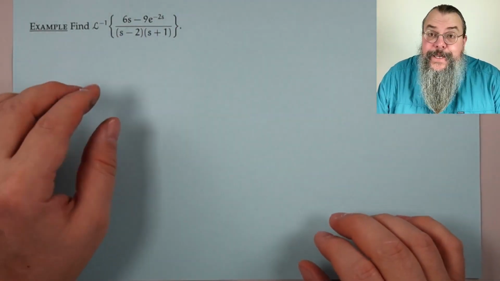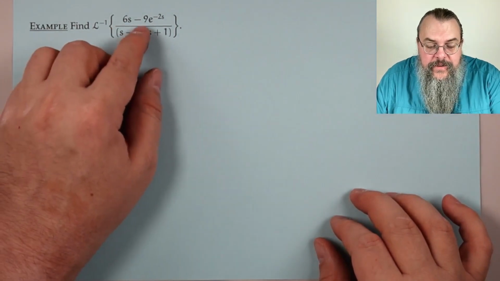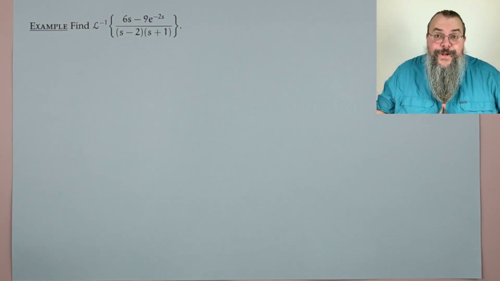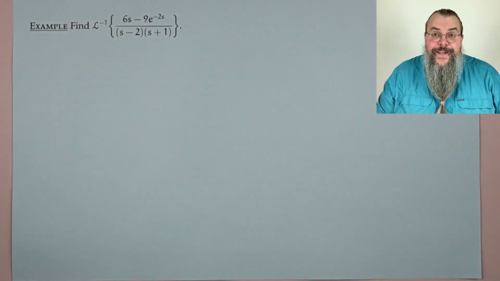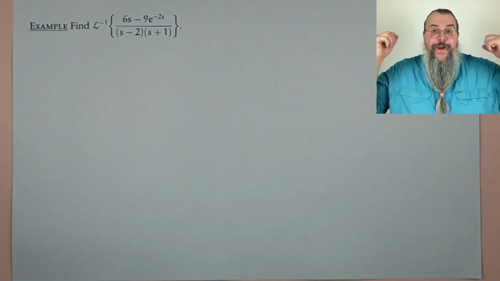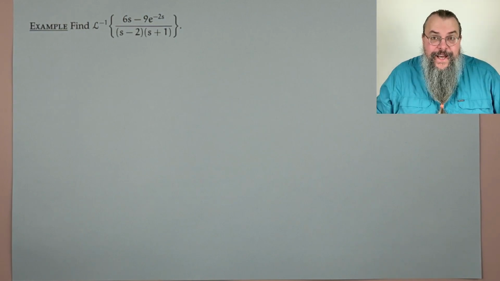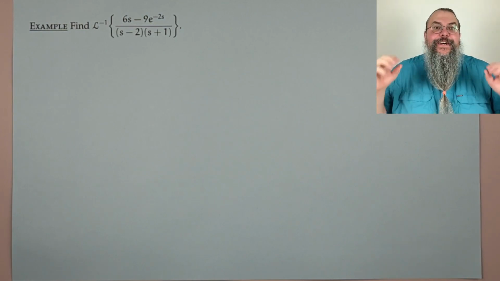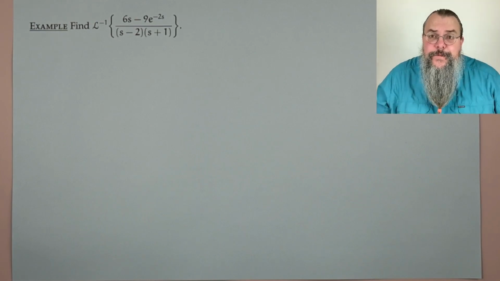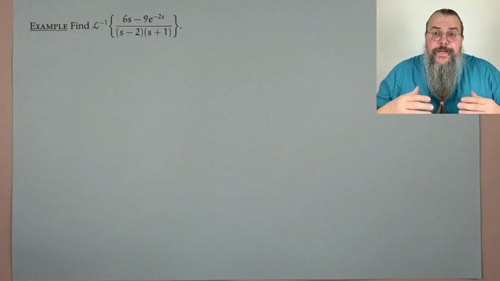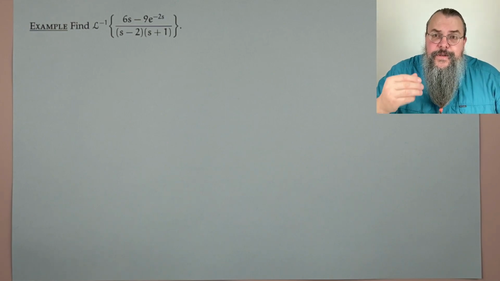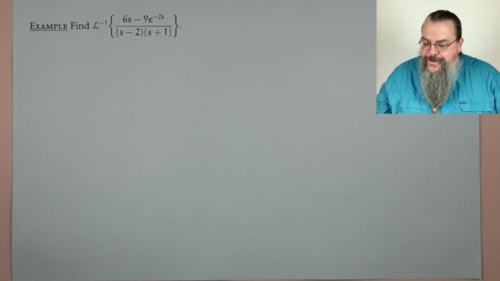So let's find the inverse Laplace of (6s minus 9 e to the minus 2s) over (s minus 2)(s plus 1). Cool. What's our tool that we're going to be using here? Partial fractions, right? It feels like partial fractions. Are we ready to do partial fractions right now? No. Okay, so I want you to be careful, because I don't want you to make mistakes. This is a mistake I've seen other people make, but of course, you're the good student. You're practicing, you're doing the work. So I believe in you.